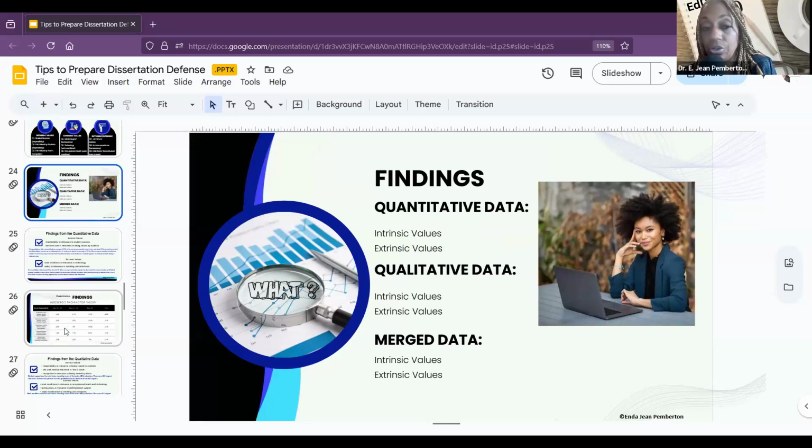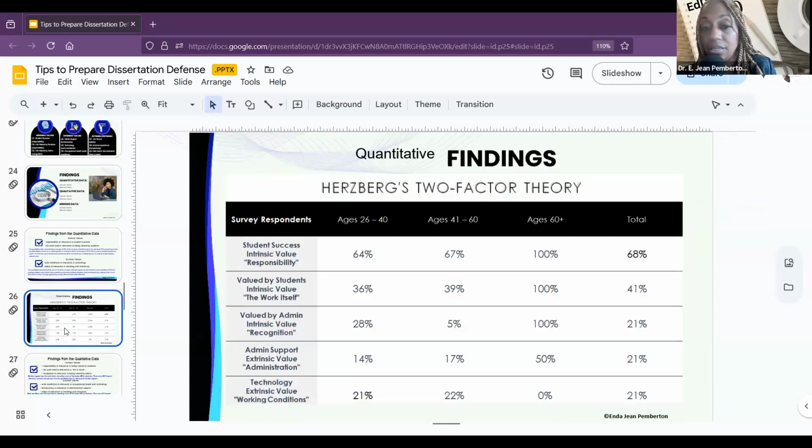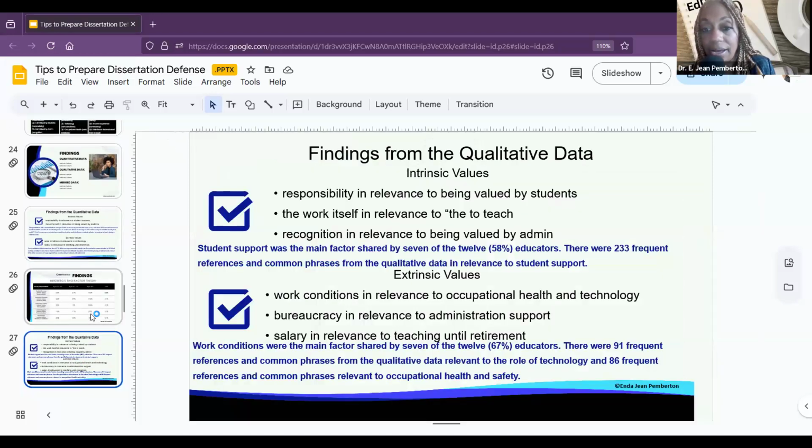But what I want to show you is I do have a findings percentage. My theory was there. The previous slide was just kind of a setup for me. And then my quantitative findings, there's the information there. Okay, so there you see the information. And then I did the same thing when it came to discussing my qualitative findings as well.